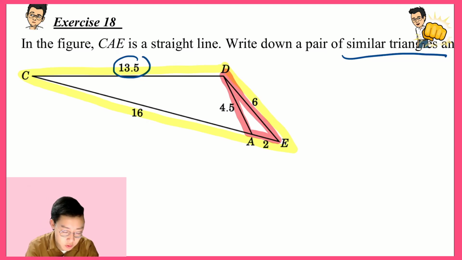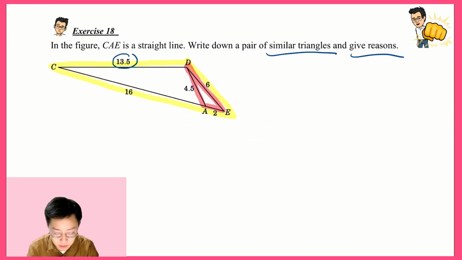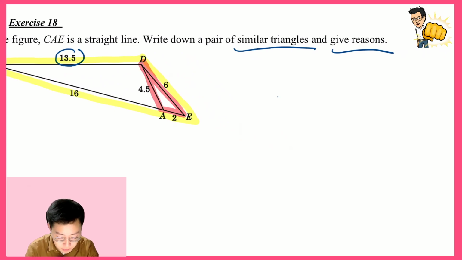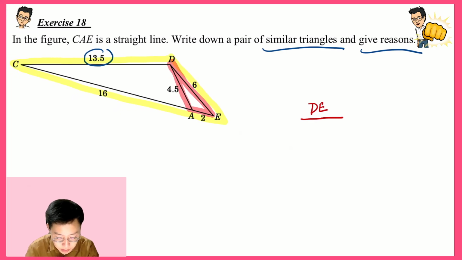You can find the longest side of each of the two triangles. First I can see DE. DE is the longest one for the red triangle, and AE is the longest side for the yellow triangle.